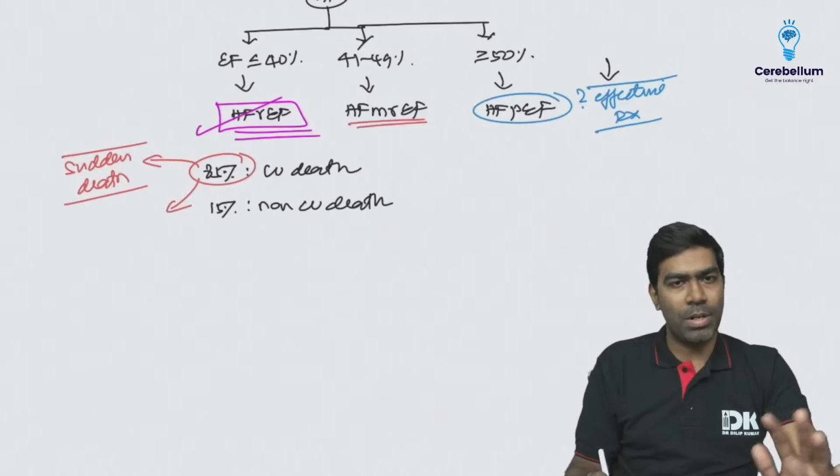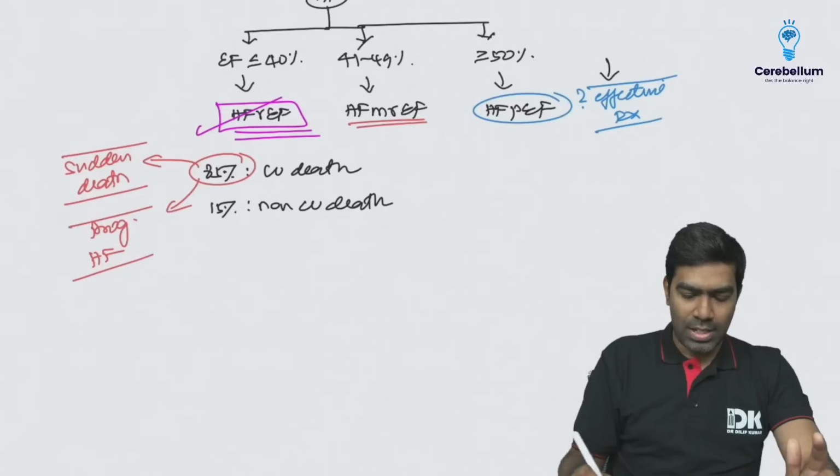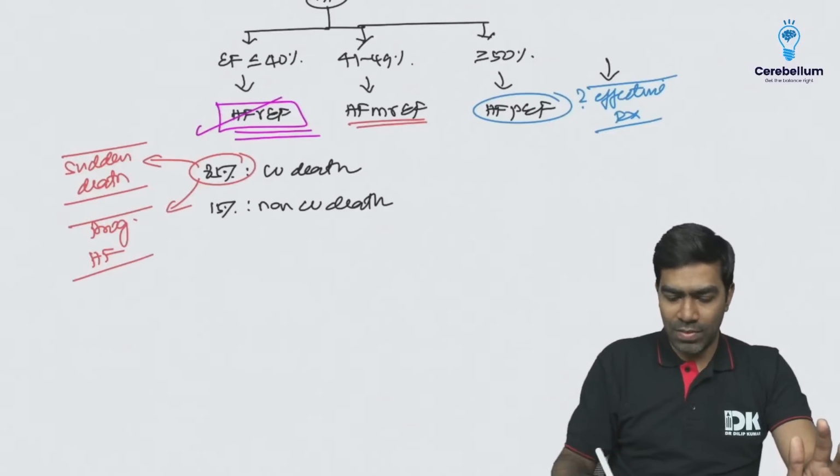That's sudden death. Usually it will be due to arrhythmia. Second, death may be due to progressive heart failure. That's the second reason for cardiovascular death. But non-CV death means it could be anything.